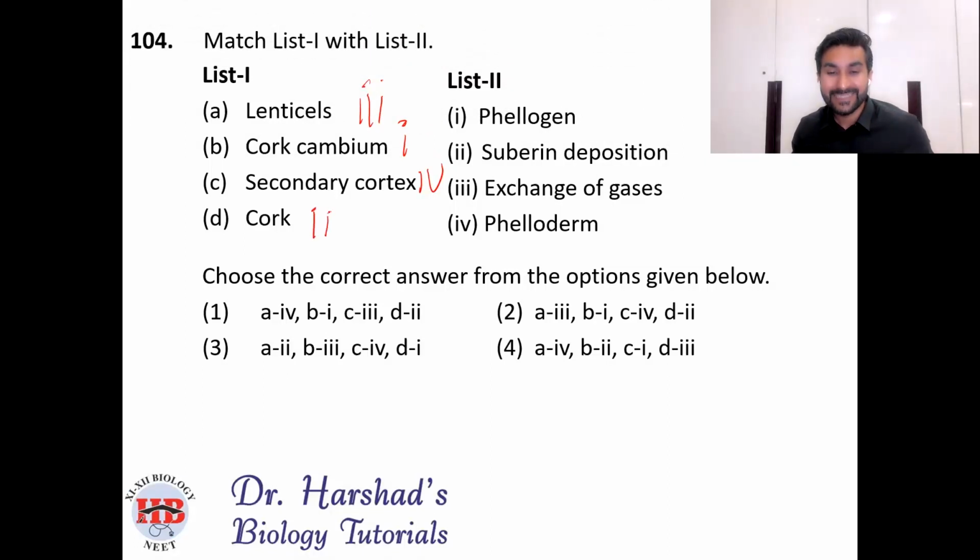So you have A3, B4. Again, if you see there's only one option with A3, that's option number 2. So that would be our answer for this question.